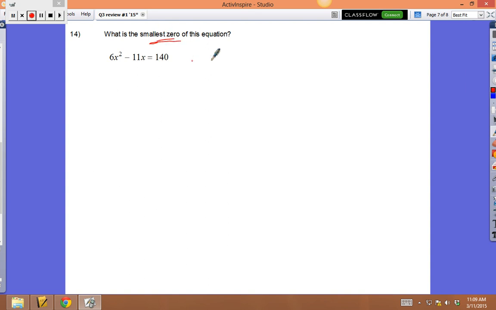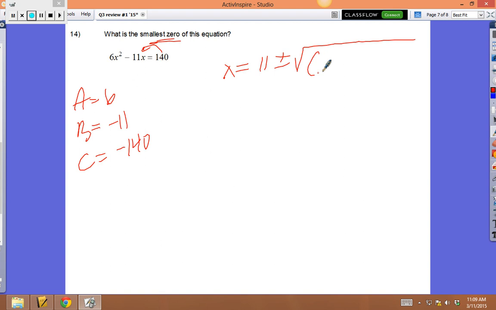Next, find the zeros. That's quadratic formula. So a equals 6, b equals negative 11, c equals negative 140. You've got to move everything over to the same side. So x equals negative b, so negative 11 is positive 11, plus or minus the square root of b squared, negative 11 squared, minus 4 times a times c, all over 2a.